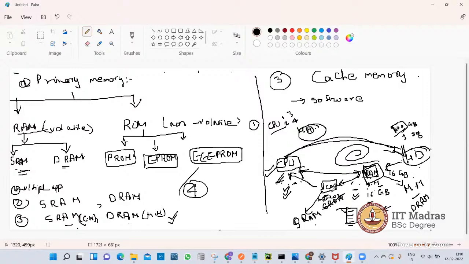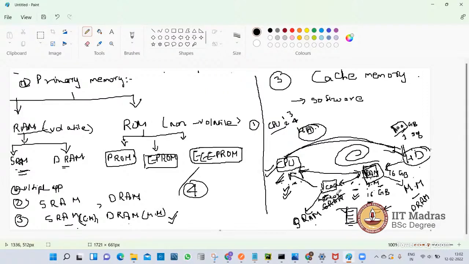SRAM comes under primary memory. We have another section called cache memory. Why don't we write SRAM in the cache memory section? Why is it in the primary memory section? Because SRAM is cache only, so it should come in the third one, not in primary memory.